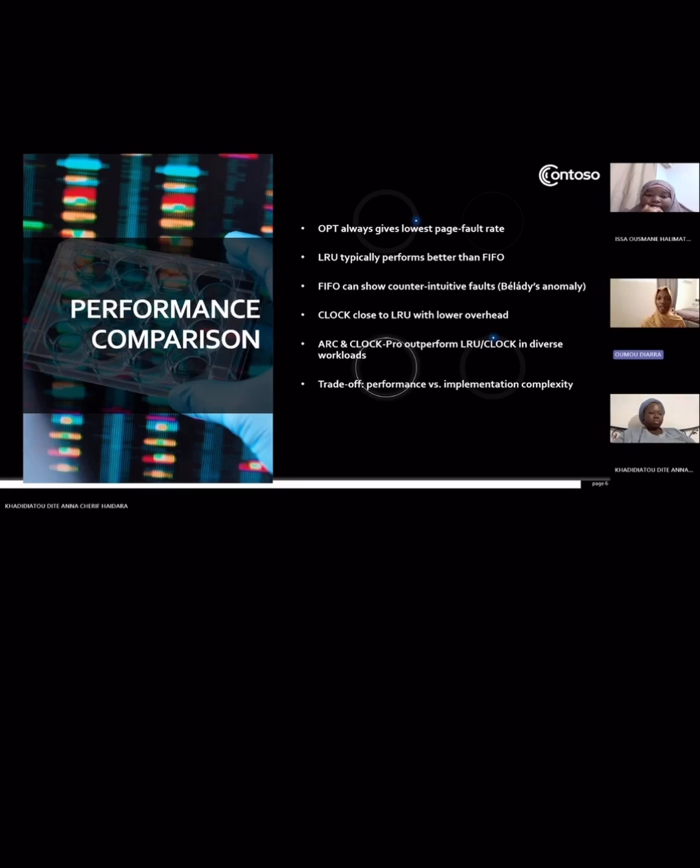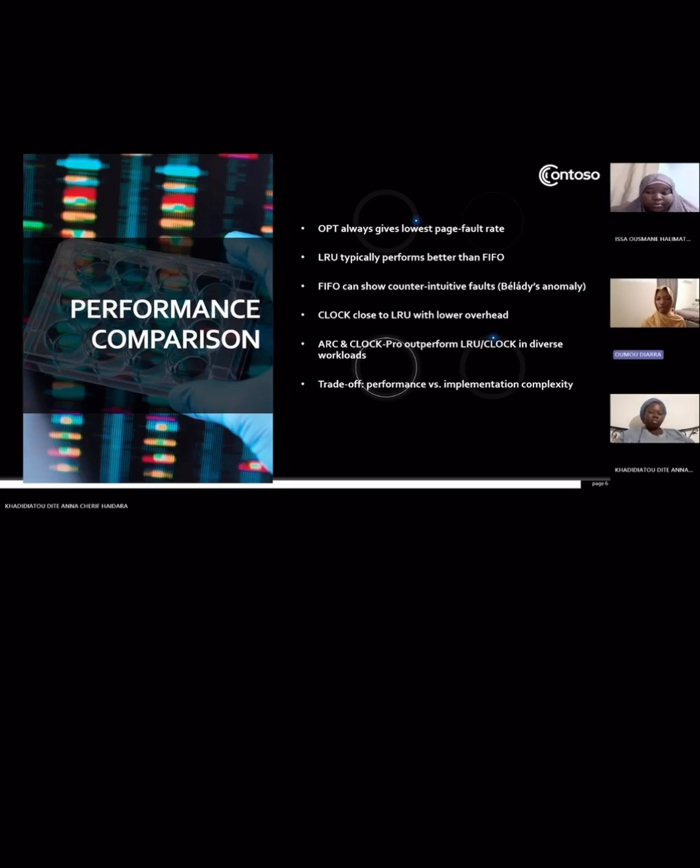Performance comparison. Now I will compare the algorithms. Optimal is the best one. It has the lowest page faults because it sees the page that will be used very late in the future. LRU is usually better than FIFO, especially in real programs. FIFO is simple, but sometimes it works very badly. More memory can mean more page faults. This is called Belady's anomaly.